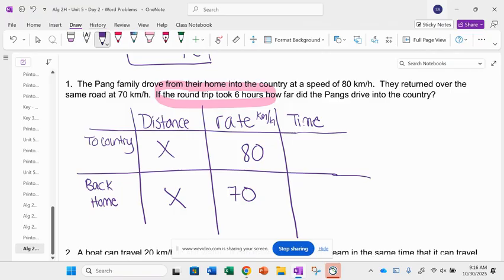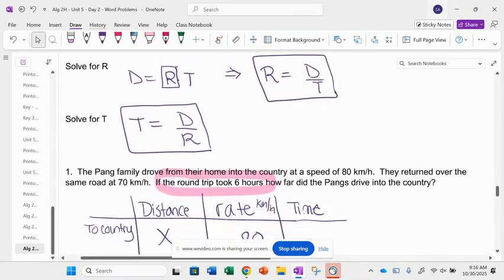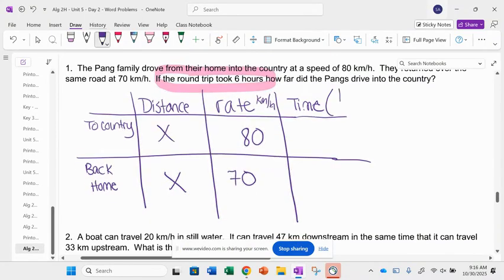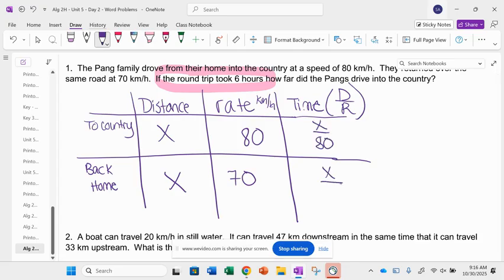And now I know my total time, right? I know my total time to the country and back. But do I know my individual times? No. But according to our formula, if I have the distance and the rate, can I make an equation for the time? So T is going to equal D over R. See, right here, T equals D over R. So the time is going to be D over R. So I'm going to have X over 80 and then X over 70.